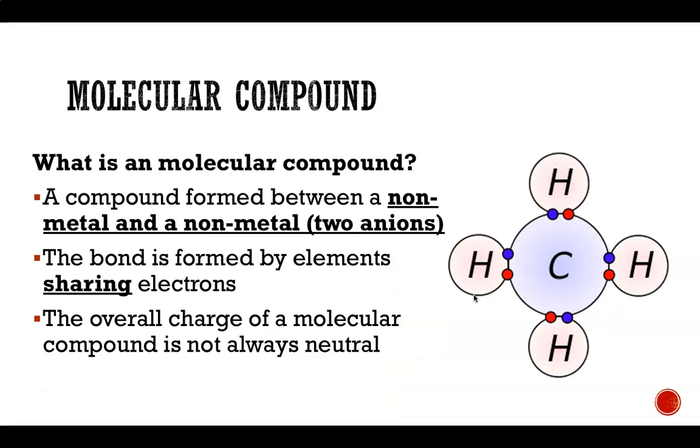Here we go. Okay, what is a molecular compound? So a molecular compound is formed between a nonmetal and a nonmetal, so two anions coming together. And the bond, remember that bond means what is actually holding these atoms together. This bond is formed by sharing electrons. And the overall charge of a molecular compound is not always neutral. So ionic compounds, when we transferred electrons, we would end up with a neutral charge. Not always the case with molecular compounds.